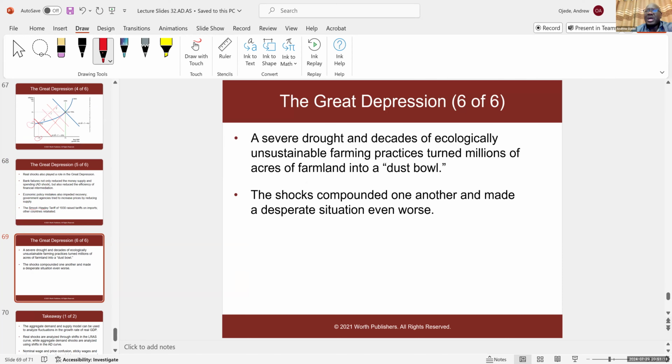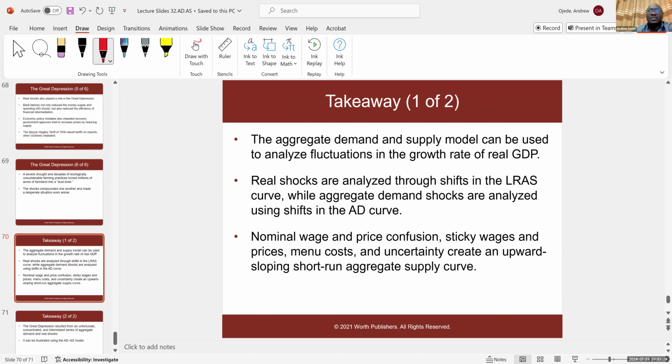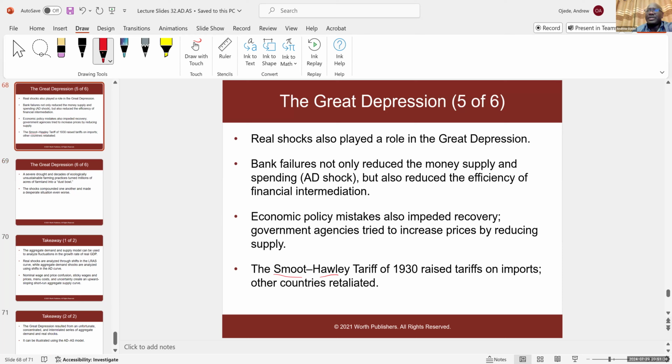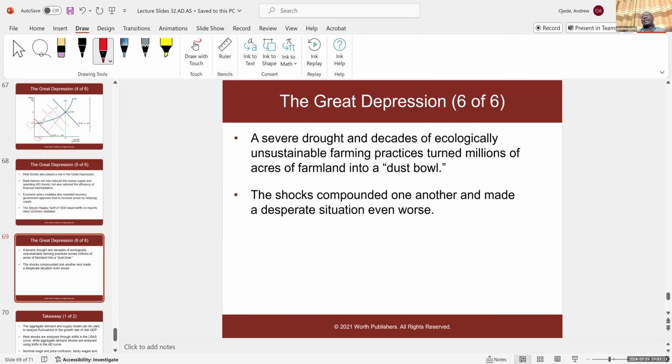And then a severe drought and decades of ecologically unsustainable farming practice turned millions of acres of farmland into a dust bowl. Drought drove many farmers out of their farmland. The shocks compounded one another and made a desperate situation even worse. So that's the story about the Great Depression, which is basically like a small case study of how shocks in aggregate demand can cause what? A severe recession.